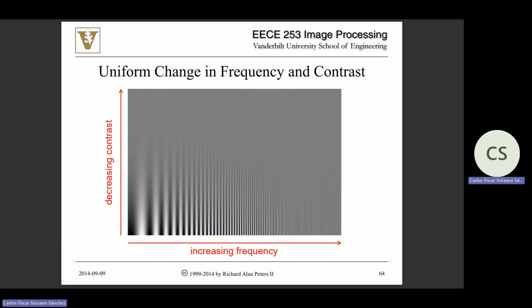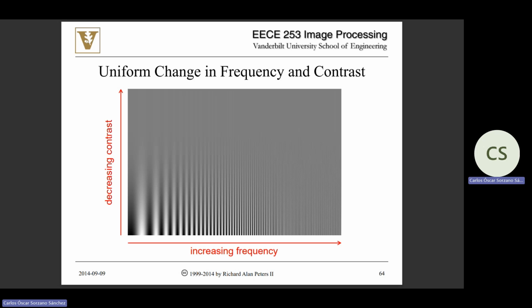And also it depends on frequency. So the frequency in images, we have not seen that concept yet, but this is the first time that you see it. The frequency in images has to do with how fast the variations are. So these variations are very slow, while these variations are very quick. So that is frequency.